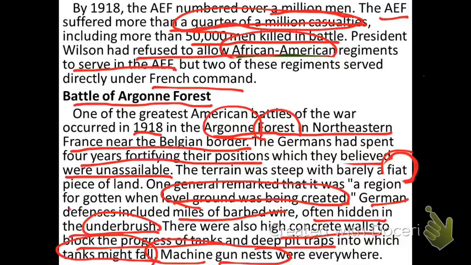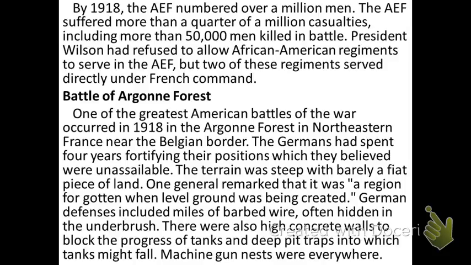They were everywhere. So the Argonne Forest was steep, dense woods with a great deal of defensive positions in place. Those defensive positions included barbed wire, tank traps, and machine guns. Okay, let's move on to the next slide.